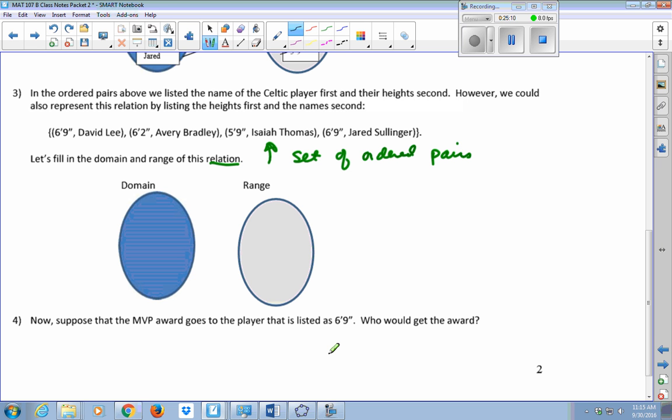Yeah, and what would it look like? I'll put a little dot like this. 5 foot 9 inches, yeah. 6 feet 2 inches, yeah. And 6'9". Right. And what would I put in the range over here? Someone want to help me with that? Yep, their names. So let's just use the first name. David, Avery, Isaiah.